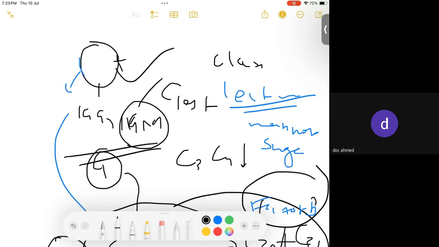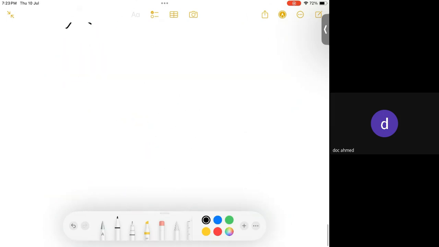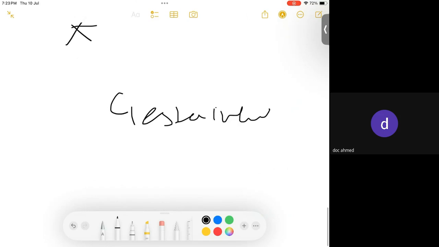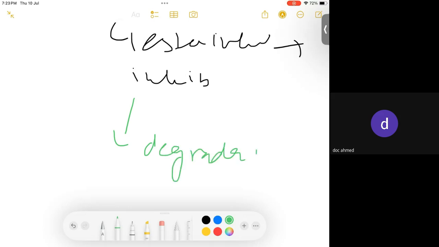Is that clear? C1 esterase inhibitor. But what's the other function of C1 esterase inhibitor? That's also really important. We discussed that it inhibits your complement system, and that way it regulates it if the complement system is exaggeratedly activated. Is it clear? But what's the other function? It degrades your bradykinin as well. It degrades your bradykinin as well.